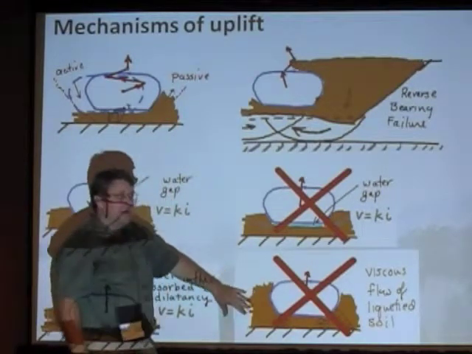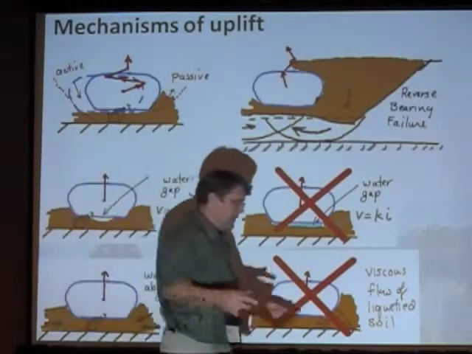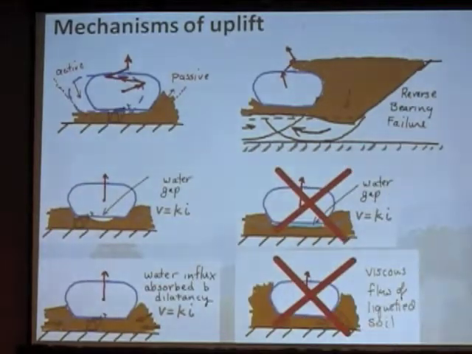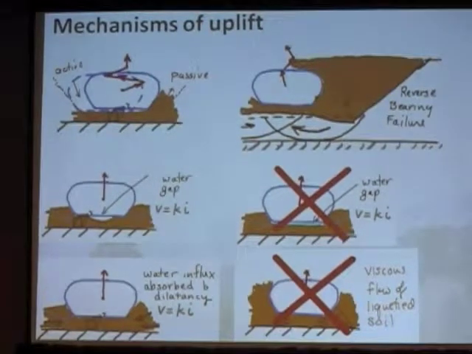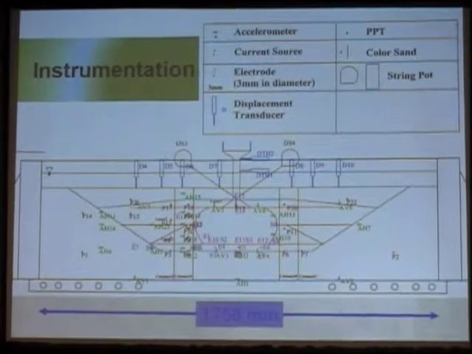Viscous flow of the fluid, right? If the tube just pops out of the ground and the soil is so liquefied that it just flows underneath the tube, that could be some really big movements, and the tube could pop out of the ground. So we want to measure for that. So this is what it actually looked like when we did measure it.